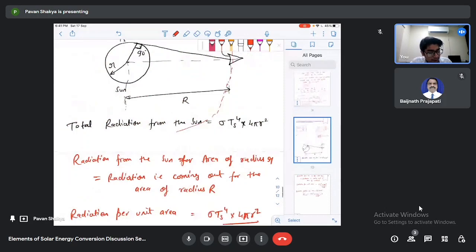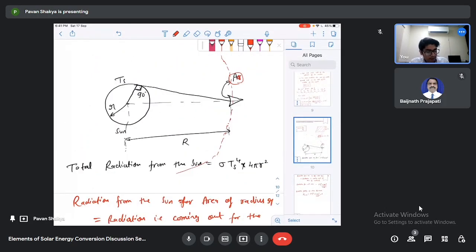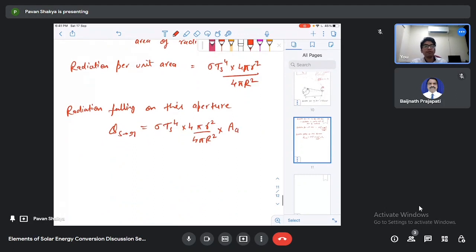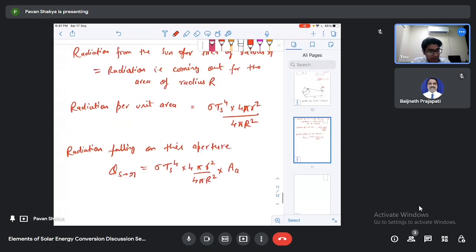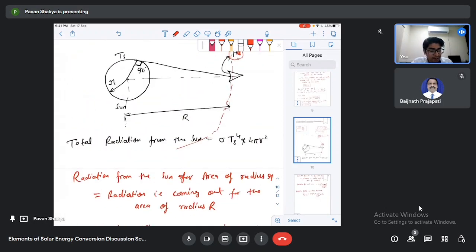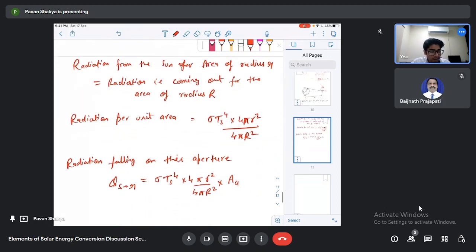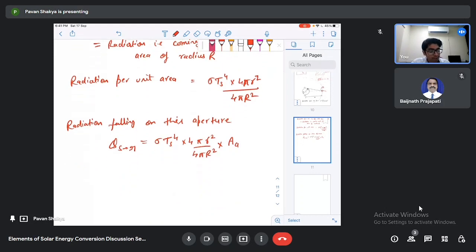Let me denote it as AA. So this one is AA. Now what we are assuming is that whatever radiation is falling on this aperture, that is AA, it reflects or transmits to the receiver. We are assuming a perfect condition that is not possible in real life, as there are many losses while transmitting or reflecting this radiation to the aperture. But for theoretical purposes, and to calculate the maximum value, we are using this.